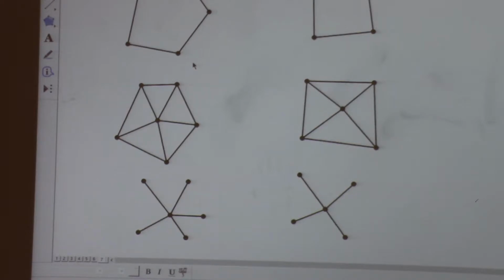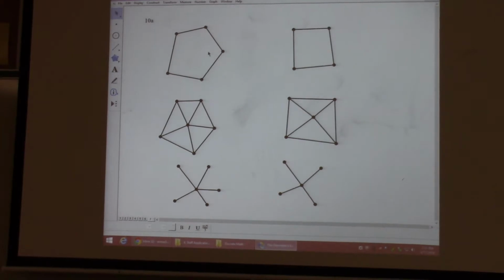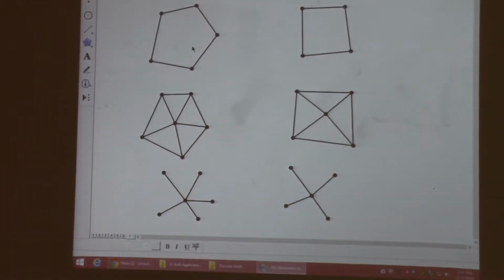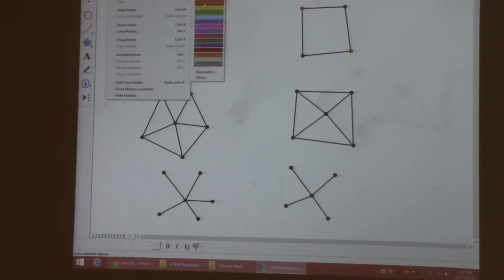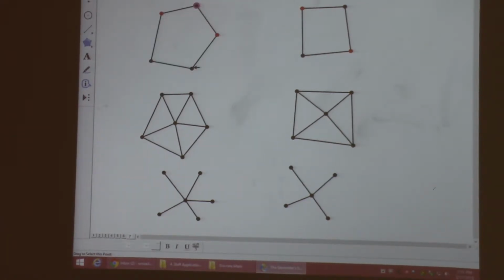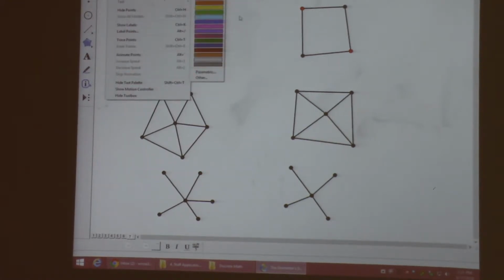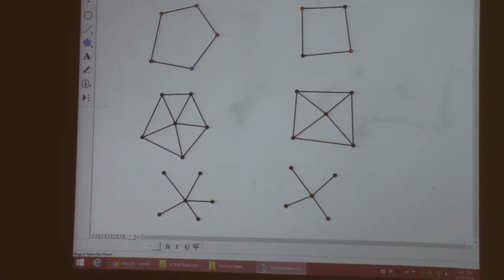Moving on to number 10. What is the chromatic number of the cycle graph? Well, it depends whether it's odd or even. If it's even, then the chromatic number is just 2. Okay, what can I say about the cycle graph if it's odd? It's got to be 3. You are so right. Because you can make these red or whatever, and you can make these blue, but then I need another color for that.